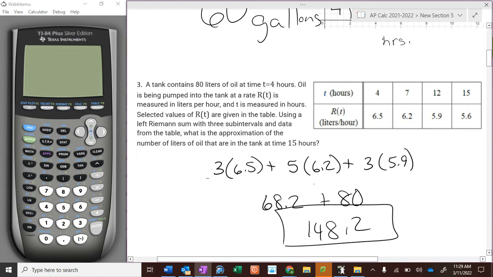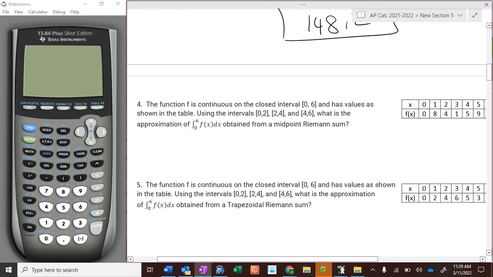Okay, so it's 148.2. Yeah, you just add. You add the 80 that you start out with in the tank with how much goes into the tank. Okay? All right.